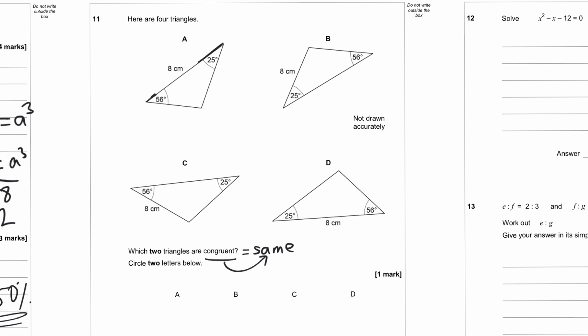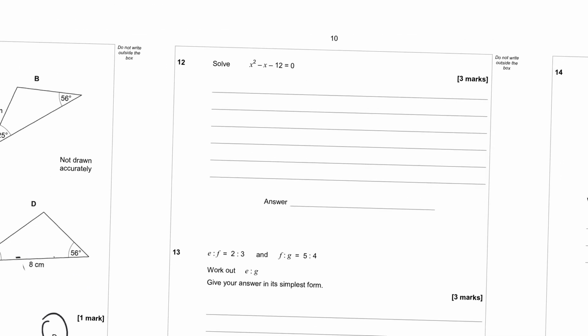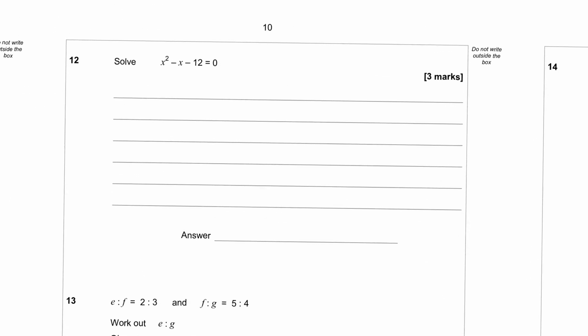But then if we look at D as well, D is occupying that line between 25 and 56. So we can say A and D is the same. So just circle them. Nice and easy. Don't you just love AQA papers, honestly?